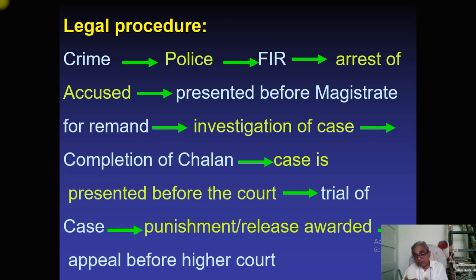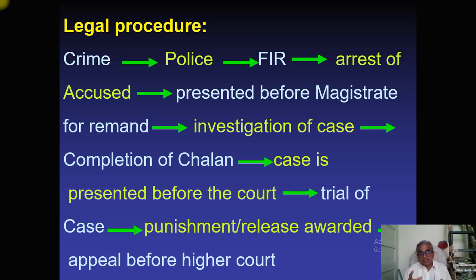So against both, please keep it in mind, the person may go to the higher court for appeal in case of punishment and also in case of release. In both cases, the appeal may be lodged before the higher court. So this is the legal procedure, the procedure adopted before the court for purpose of justice.